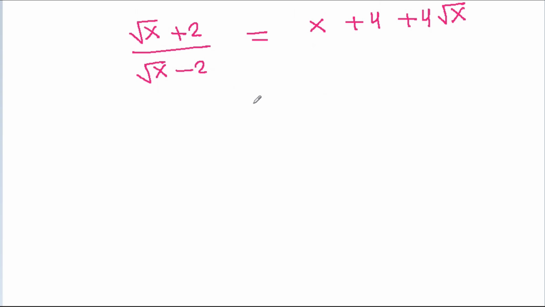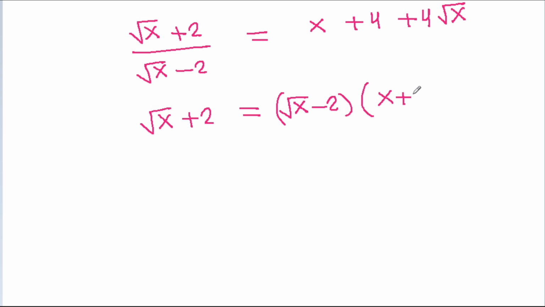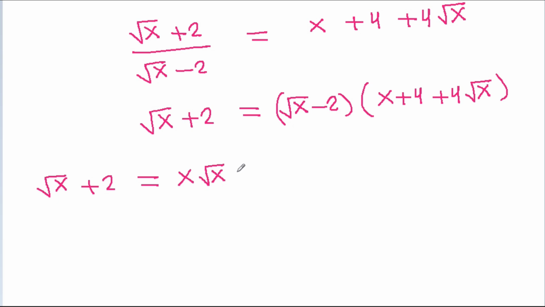And if we cross multiply, then √x+2 will be equal to (√x−2) times (x+4+4√x). And √x+2 is equal to √x times x, which will be x√x. And √x times 4 will be 4√x. And √x times 4√x will be 4x.